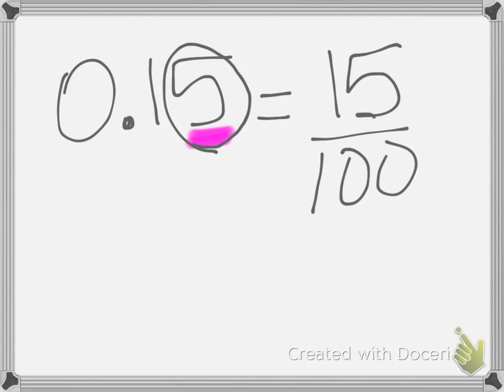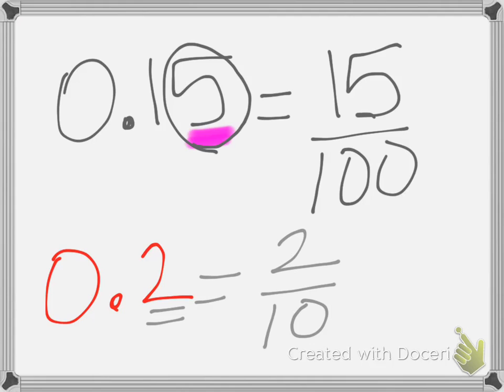Okay, so let's try another one. So let's try 0.2. Now you might look at it and say 0.2, but we want to focus on what is the place value of the 2. Because it is in the tenths place, my denominator is 10.